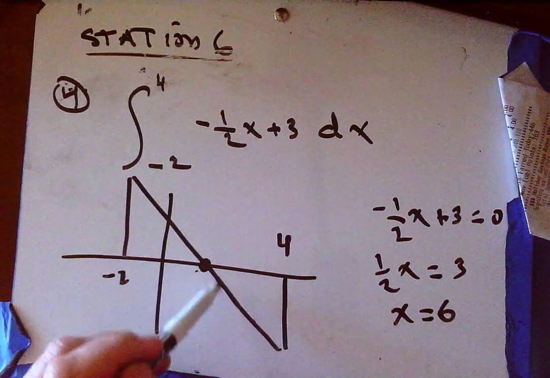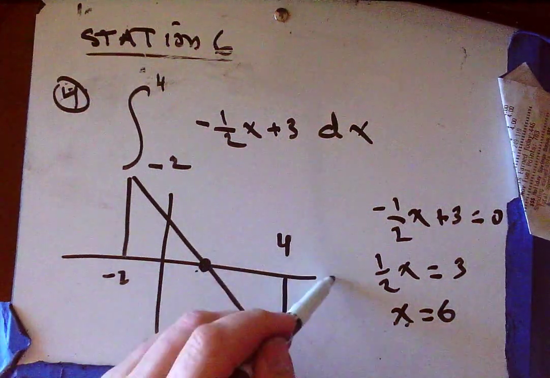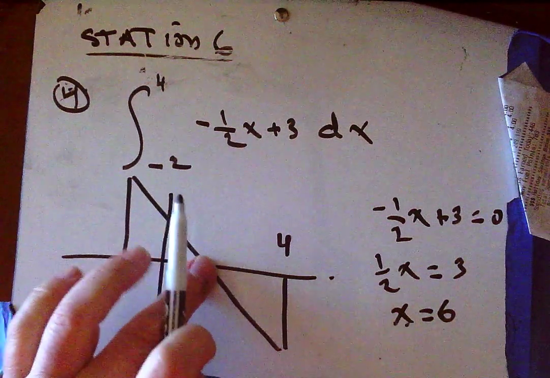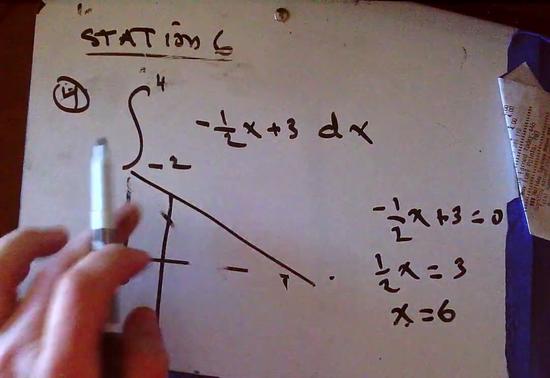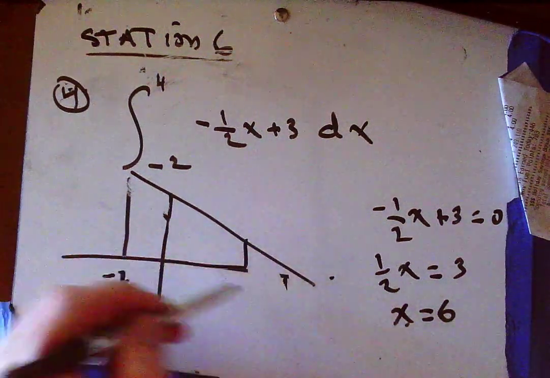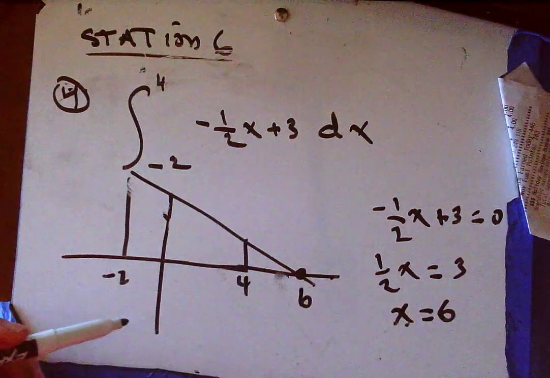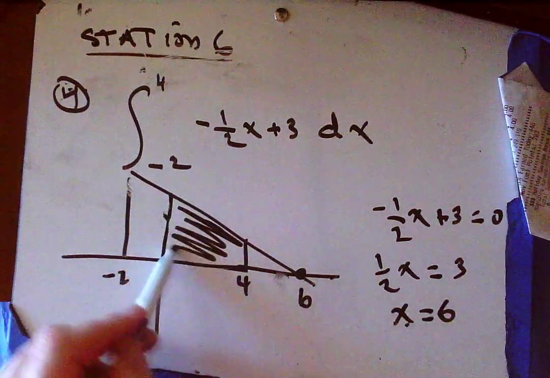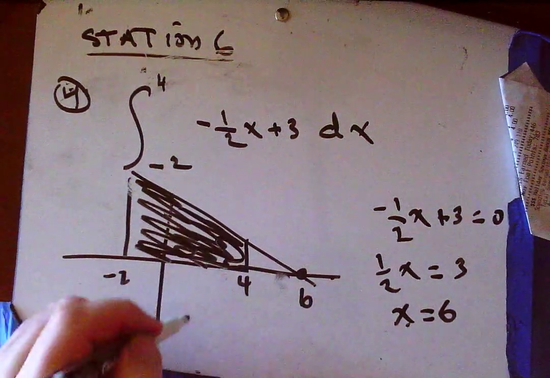Wait a minute. 6 is on the other side of 4. So I think what we can say is my graph should look more like that. And we're stopping here at 4. And this is where 6 would be. Okay, so we're looking for this area. That's just a big trapezoid.